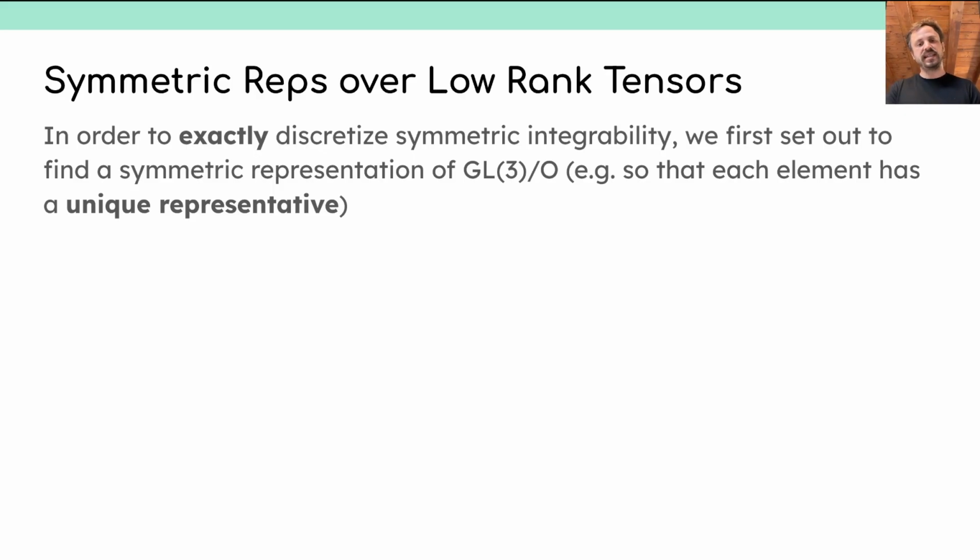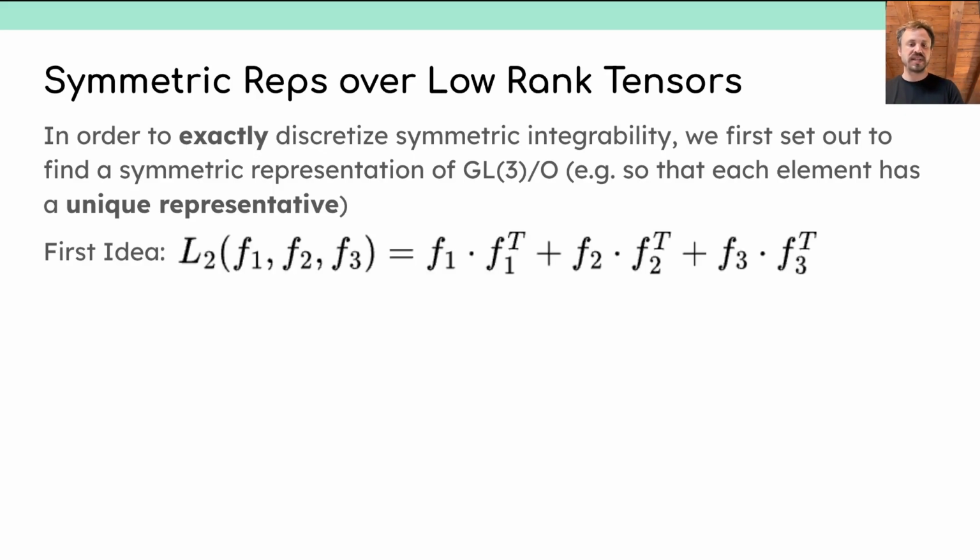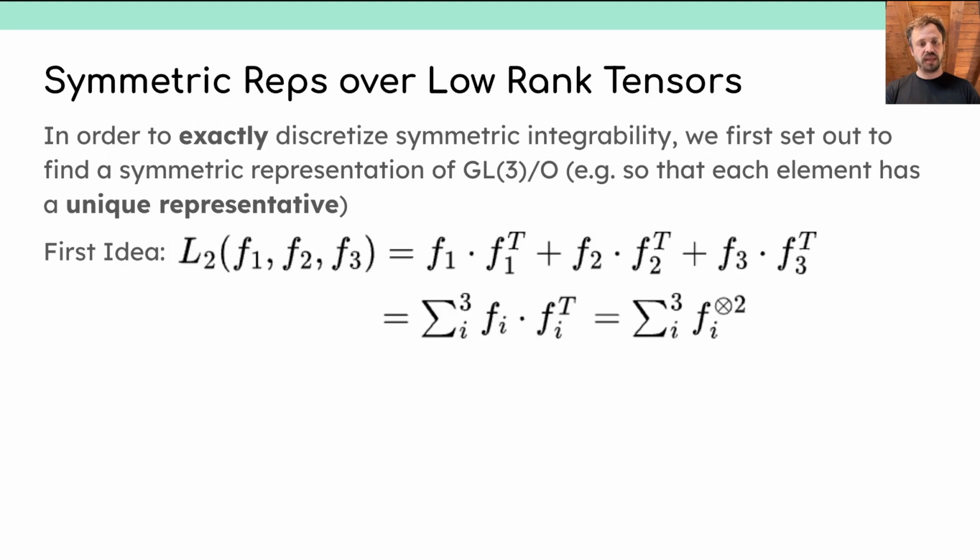Well, to understand the key idea, let's first consider this map L2. L2 takes in three vectors, F1, F2, and F3, and takes an outer product of each of them and sums them together. Here I'm rewriting this formula a little more compactly, but the meaning doesn't change. L2 is just the outer product of each frame vector summed together. Even more compactly, I'll write these three frame vectors as a capital F.